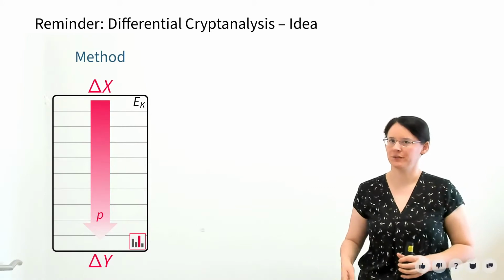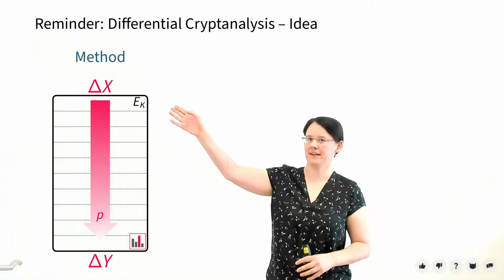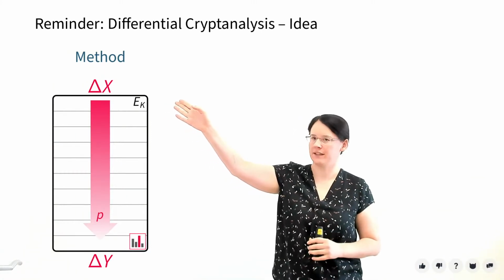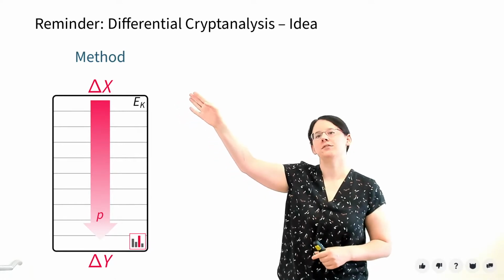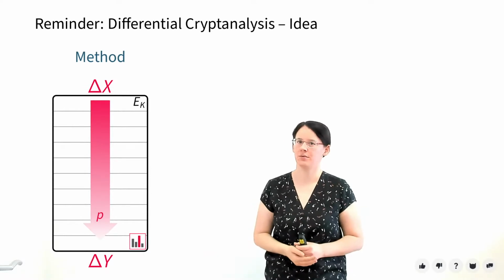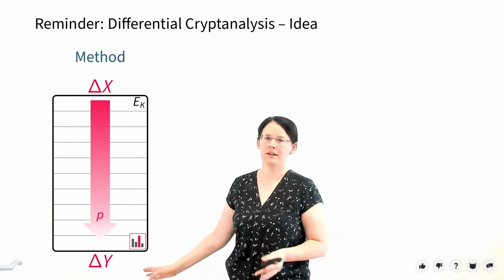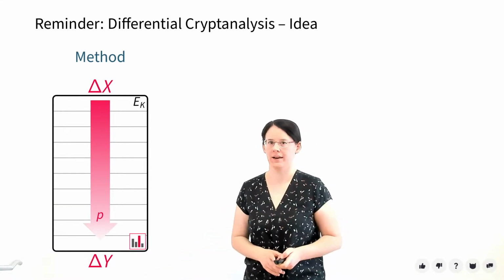So in differential cryptanalysis, we had this idea that we looked at two input plaintexts which are very similar. They have a known or a fixed difference of a few bits which are different. And we were interested in following how this difference propagates through the cipher in order to be able to predict whether one particular output difference between the ciphertexts is potentially a bit more likely.